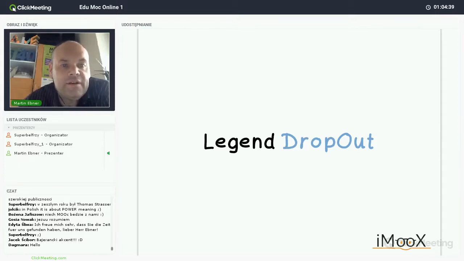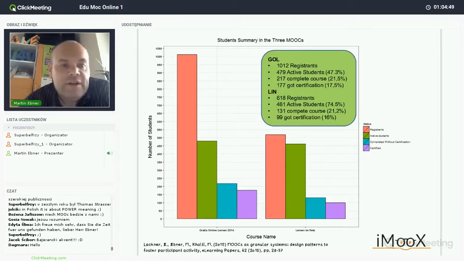Mostly if you read in newspapers or in online media, they criticize these MOOCs because of this high dropout rate, and say only 5% are finishing these MOOCs. And that's not really true. The interesting fact is, if you take just one MOOC as an example, the first one here called Gratis Online Lernen. This is just one MOOC.